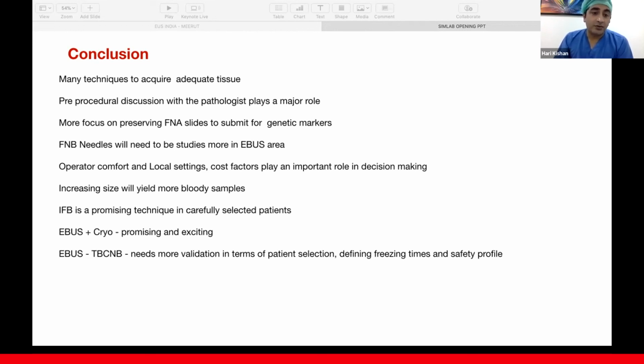So we also should focus on giving more importance to the slides, and FNB needles will need to be studied more in benign diseases as well in Indian settings. So EBUS with cryo is a very promising and exciting technique, which will need more validation in terms of patient selection.